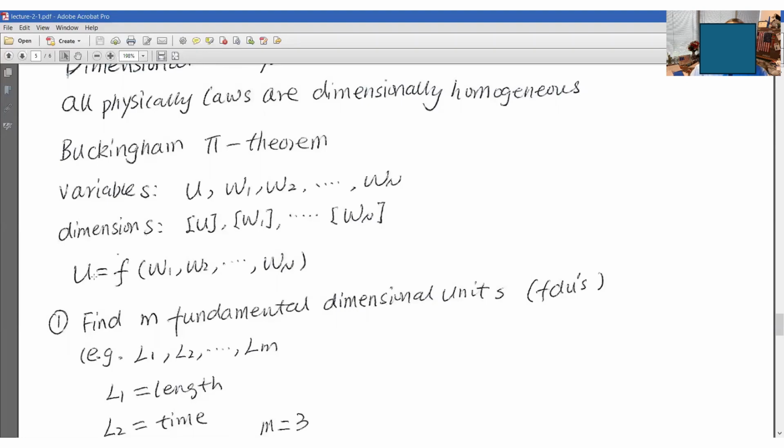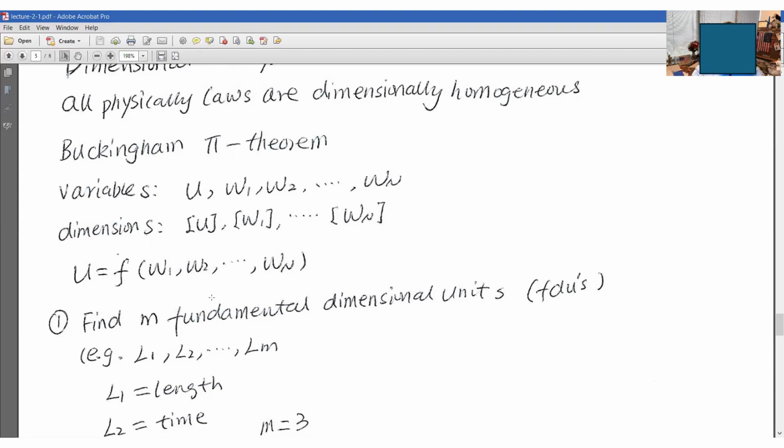So we want to get this information, and u is a function of w1, w2 through wn. And we want to get this function. Which independent variables are critical, we do not know. Now I'm going to show you how to find the most important, critical independent variables based on dimensional analysis, right?